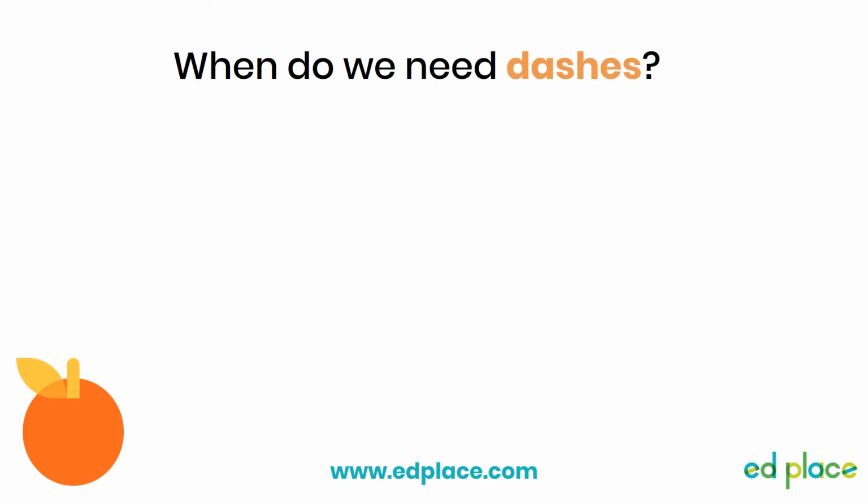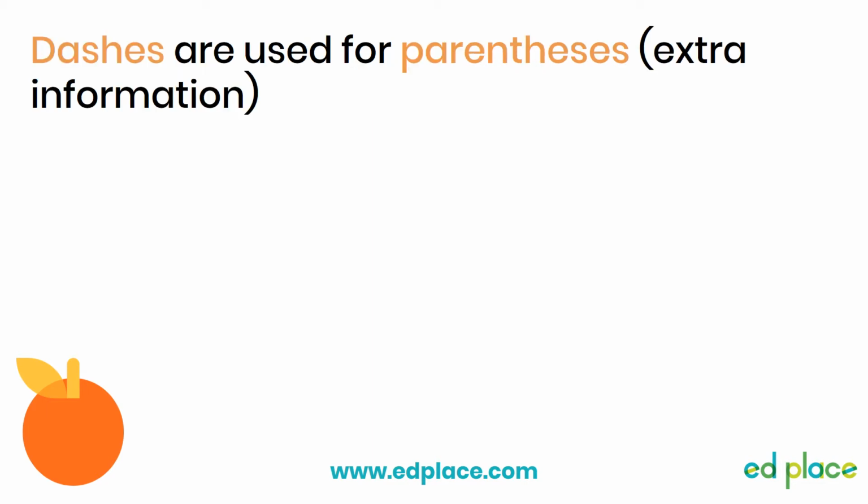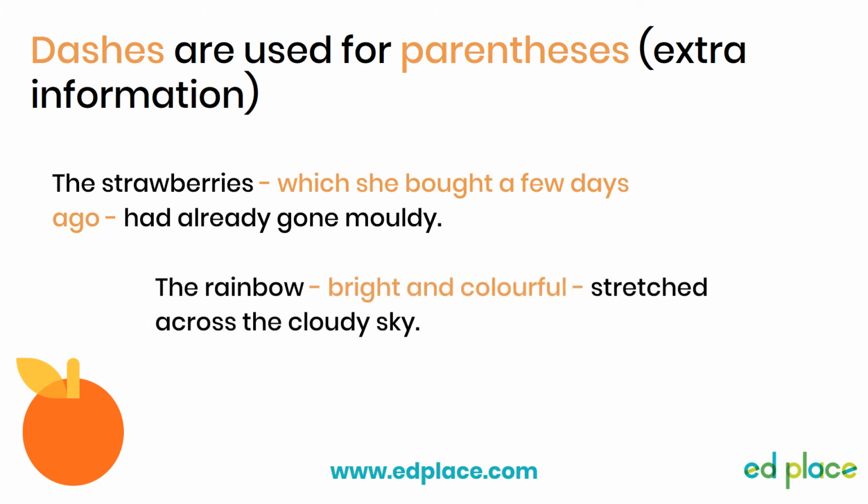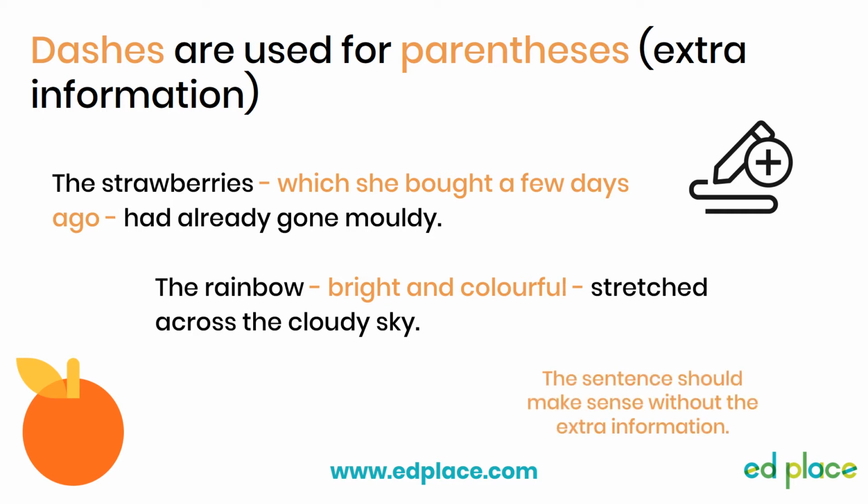Let's move on to dashes. When are they needed? Dashes are used for parentheses, which means extra information. Here are 2 examples. The strawberries, which she bought a few days ago, had already gone mouldy. The rainbow, bright and colourful, stretched across the cloudy sky. The coloured words are the added information, which are surrounded by dashes to help the sentence make sense. If we took out the parentheses and the dashes, the sentence should make sense on its own.